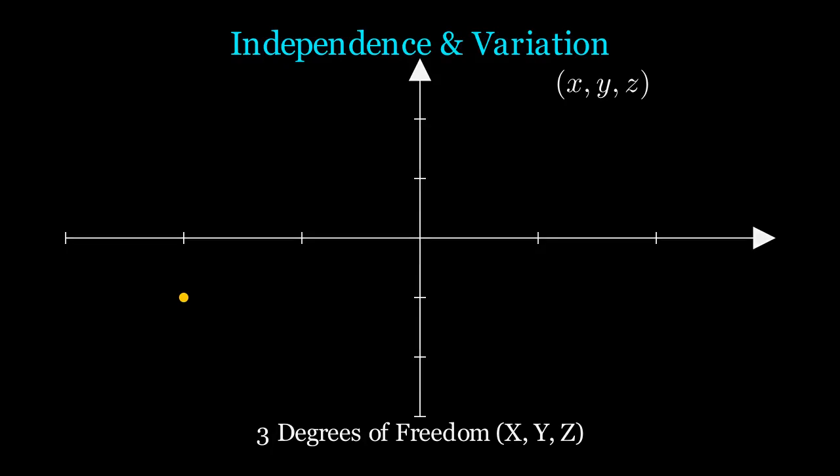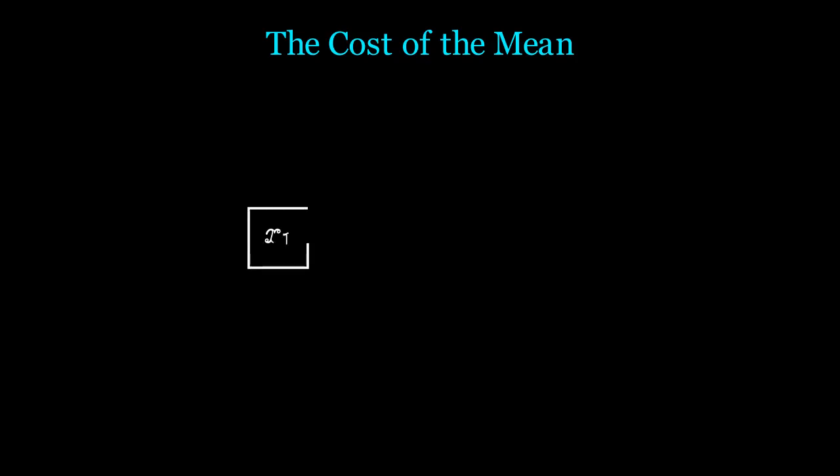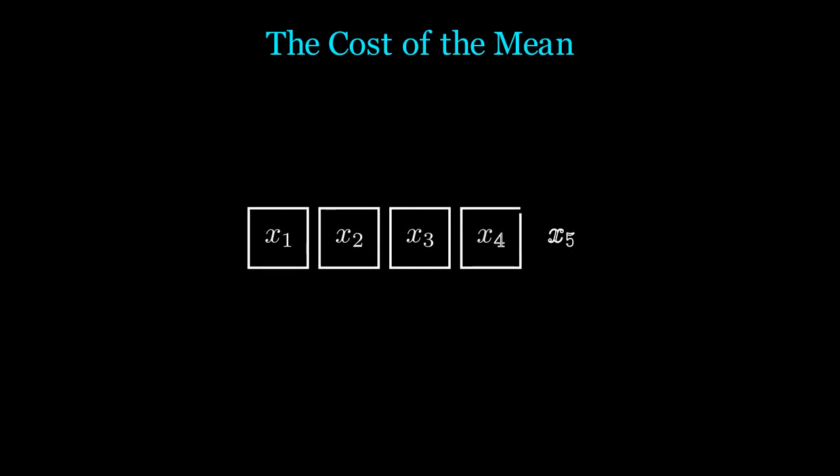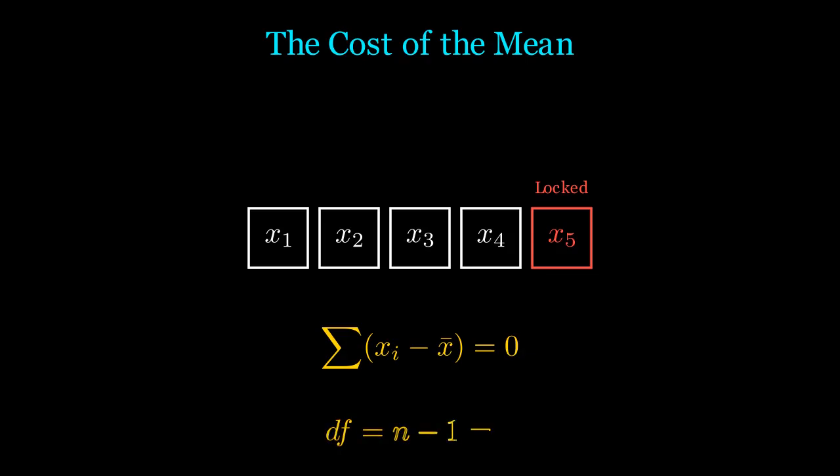Let's look at the shopping trip scenario. Suppose you have a sample size of n equals 5. You have 5 independent values. But then you decide to calculate the sample mean, x bar. Mathematically, the sum of deviations from the mean must always equal 0. This creates a constraint. If I tell you the mean is 10 and give you the first 4 numbers, the 5th number is no longer free to be anything. It is mathematically determined. You have spent 1 degree of freedom to buy the mean. This is why the denominator for sample variance is n-1.